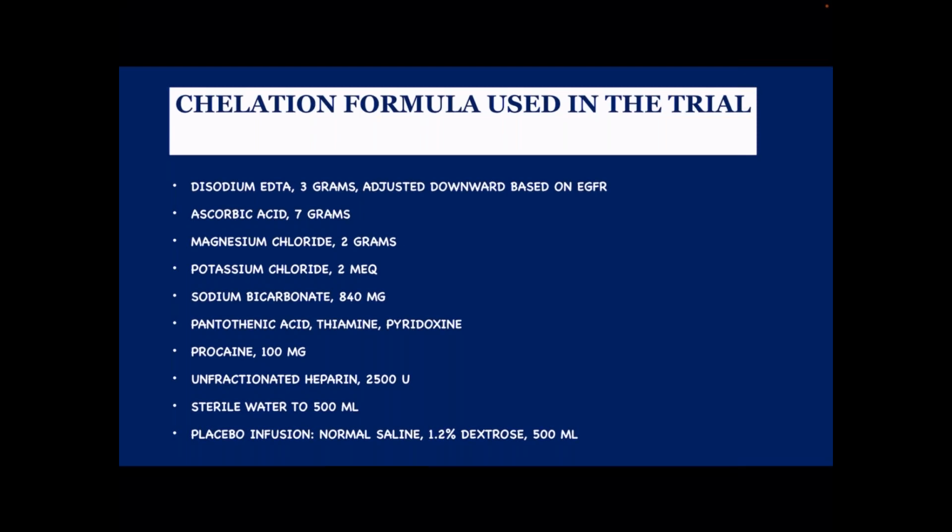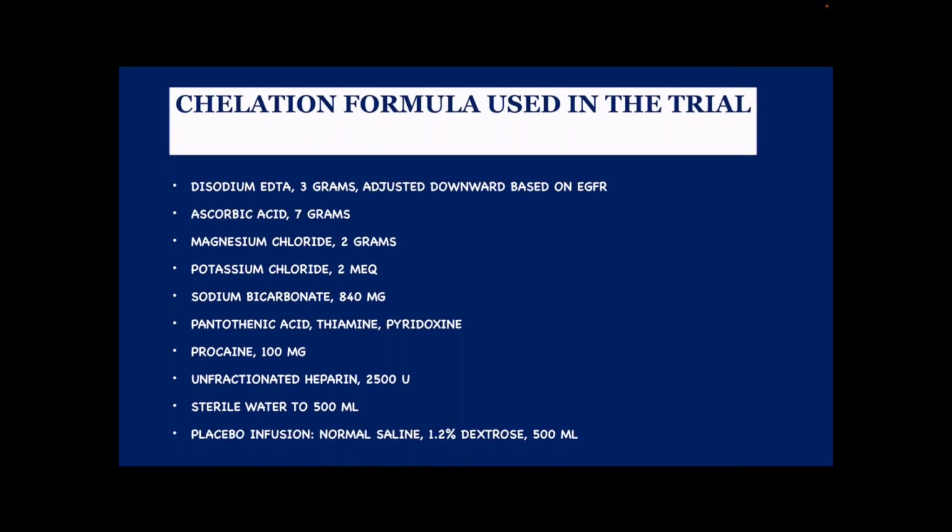Mag chloride is used because mag chloride is vasodilatory. So they use 2 grams, or 2,000 milligrams. Mag sulfate is not vasodilatory, and there are people that are allergic to it. Potassium chloride, just a little bit, 2 milliequivalents, to help out with the ATP pump. And bicarbonate was used to stop any of the irritation in the vein from this. Pantothenic acid, some thiamine, and B6 pyridoxine hydrochloride.